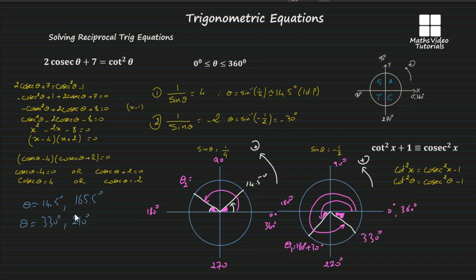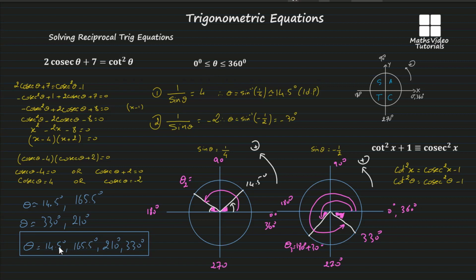Now it's time to rewrite the whole thing as one solution, theta equals, starting from the smallest one, 14.5 degrees. Next one is 165.5 degrees, and then 210 degrees, and then finally 330 degrees. These are the solutions to our quadratic trig equation within this interval, of course.